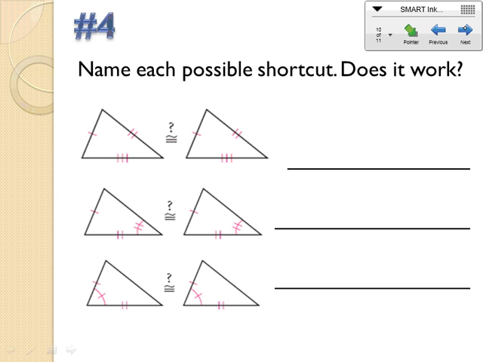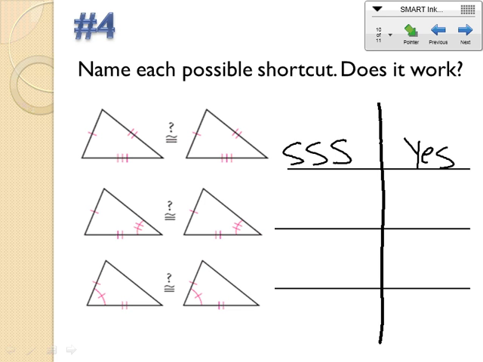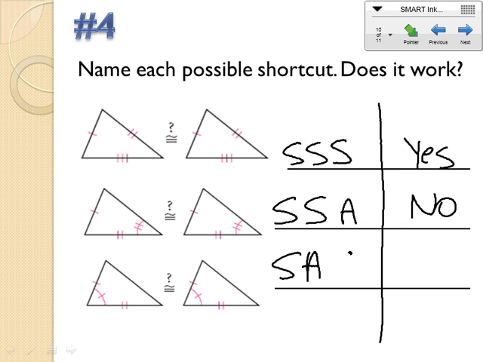And then in number 4 and 5, we want to identify the possible shortcut. This first one is side, side, side. And we know that, yes, it does work. In my next one, I have a side, and then an angle. That one we talked about in class, and that one does not work. Next one, we have side, angle, side. And we don't know if that one works or not.